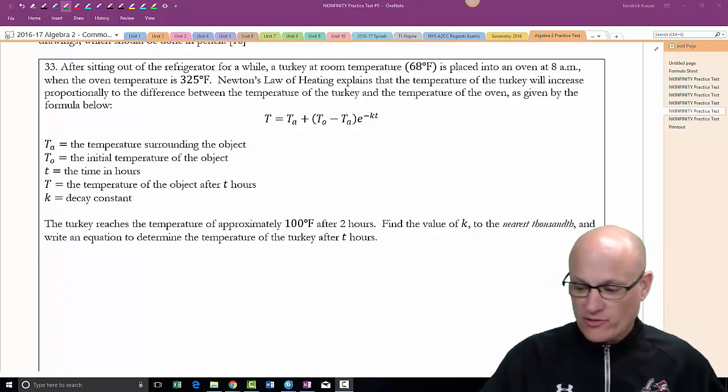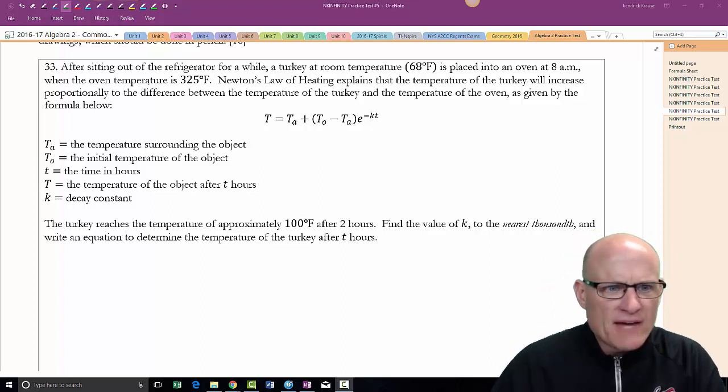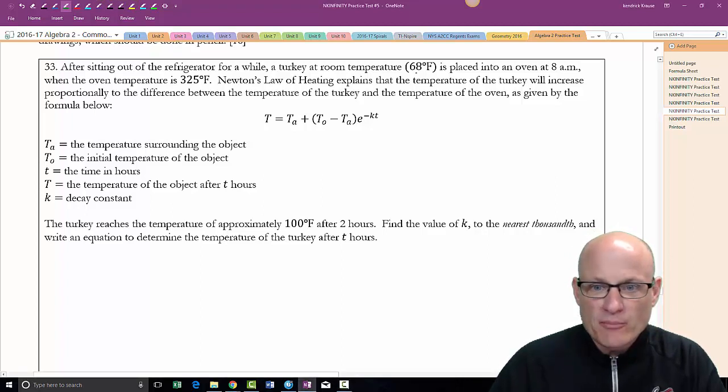And I've yet to read this question. So let's see if I can get this right. After sitting out of the refrigerator for a while, a turkey at room temperature should be placed in an oven. So I guess the turkey's at room temperature. Placed in an oven at 8 a.m., so this is the start time. And the oven's at 325 degrees.